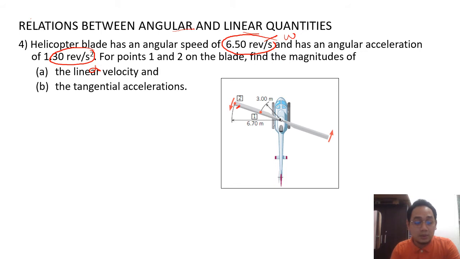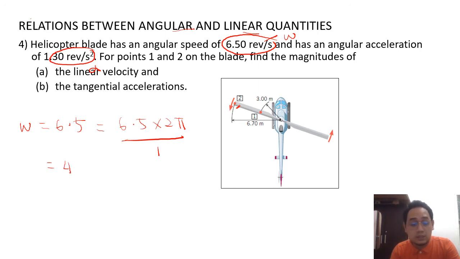So for omega, omega is equal to 6.5, which is equal to 6.5 times 2 pi over 1. So we're going to get the value of omega in SI unit, which is 40.8 radian per second.